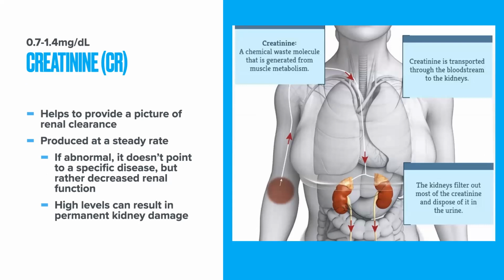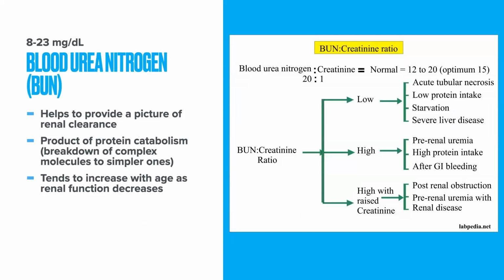Creatinine, or CR, is 0.7 to 1.4. If you take 0.7 and multiply it by 2, you get 1.4. That gives you your range. It helps to provide a picture of renal clearance again, and it's produced at a steady rate. If it's abnormal, it doesn't point to a specific disease, but it tells us how our kidneys are functioning. High levels can result in permanent kidney damage, as we know. We don't want kidney damage, right? We only have 2 of them, and they're pretty important. Once our kidneys go, then our liver goes, our heart goes, we just die. So we need kidneys. People go on dialysis, but if we didn't have dialysis, it'd be really bad.